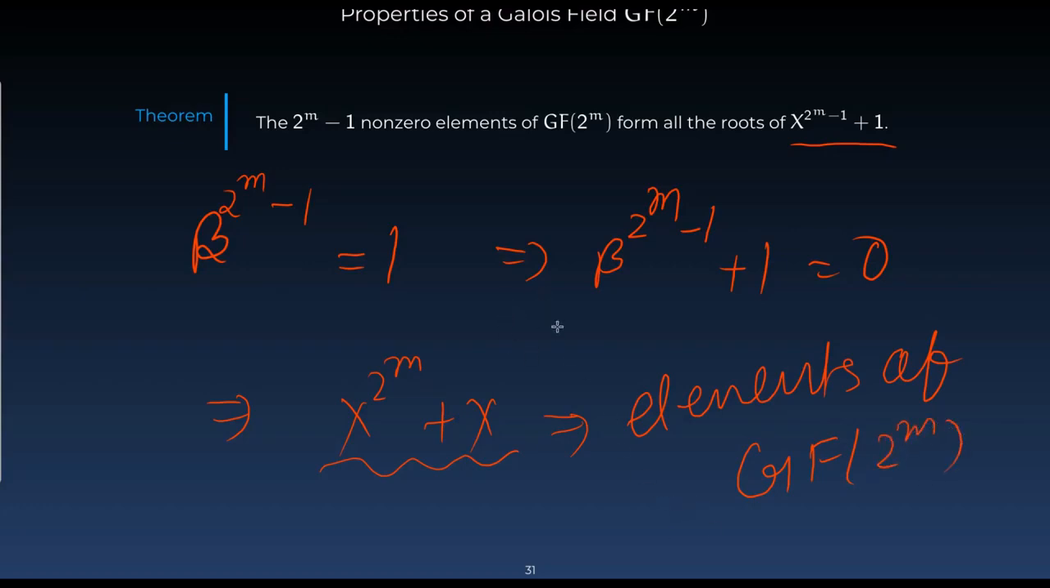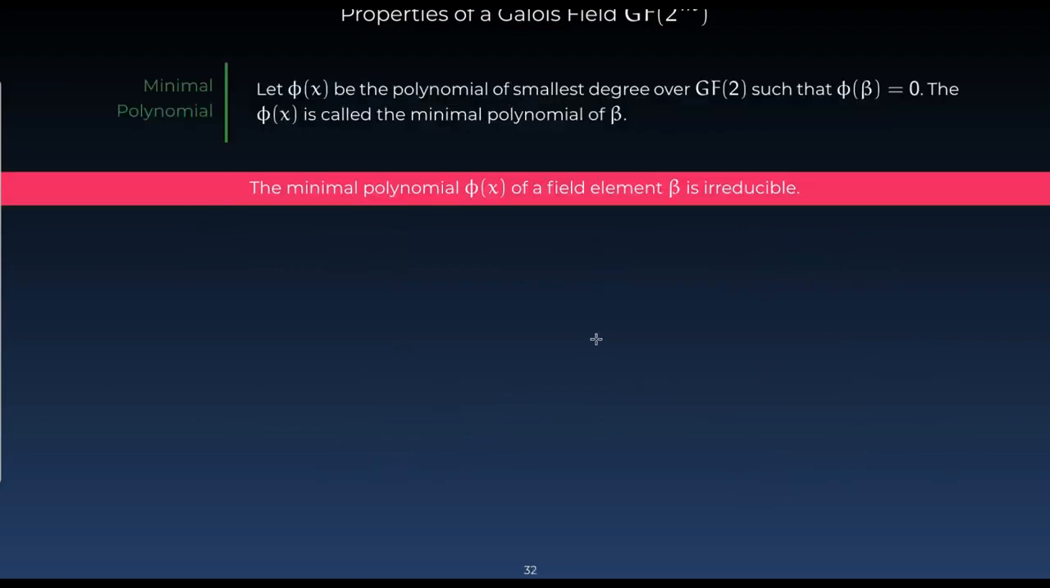So this is another property that we have to know. Now there is a definition, and this is the definition of a minimal polynomial. We have already seen some of the definition, but this is the definition of minimum polynomial. So minimum polynomial is the smallest degree polynomial over GF2 such that beta is a root of that polynomial.